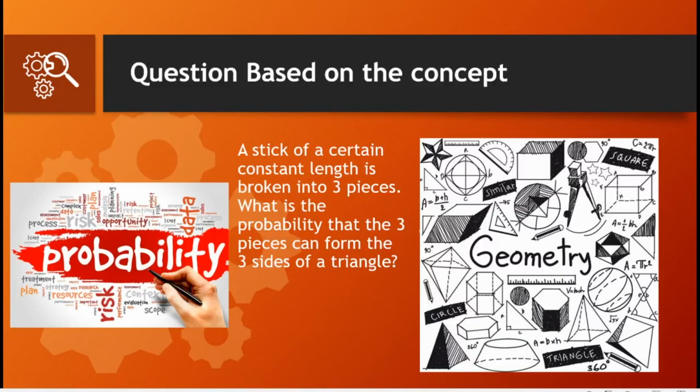The question based on this is a probability and geometry hybrid kind of question. If you have a stick of a certain constant length and you break that stick into 3 pieces, then what is the probability that the 3 pieces can form the 3 sides of a triangle? What's the probability that the 3 pieces that you get after breaking a stick into 3 pieces will form the 3 sides of a triangle?